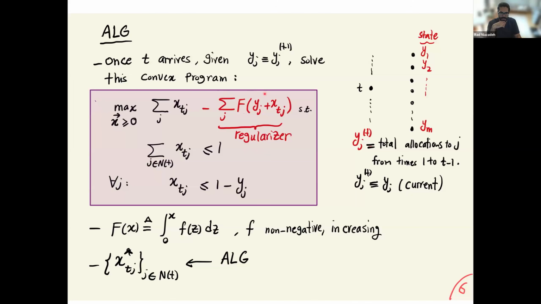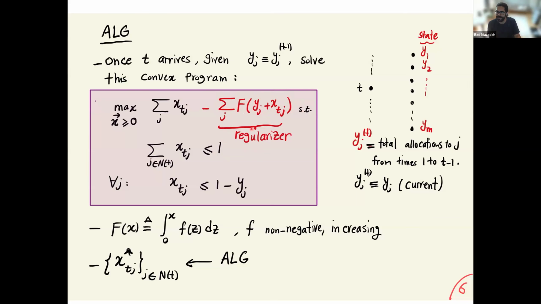All right. So now this is the regularizer term I'm going to use. It's a separable term across different offline nodes. I'm going to use capital F, where the input argument is the final water level, or final allocation level, of offline node j after you finish your allocation. So it is y_j plus x_tj. y_j is the current level and x_tj is the current allocation. So this summation is going to be the final allocation level.